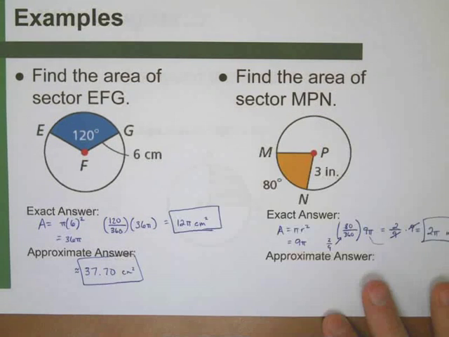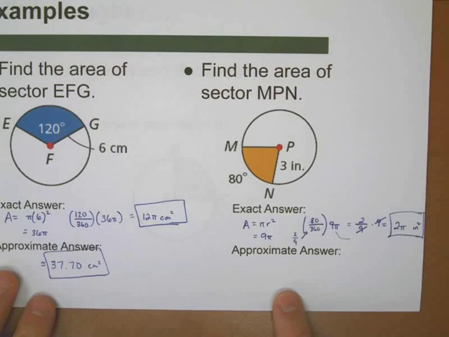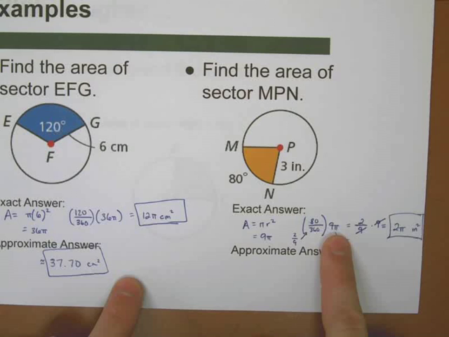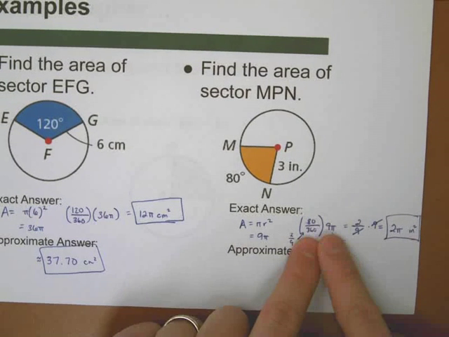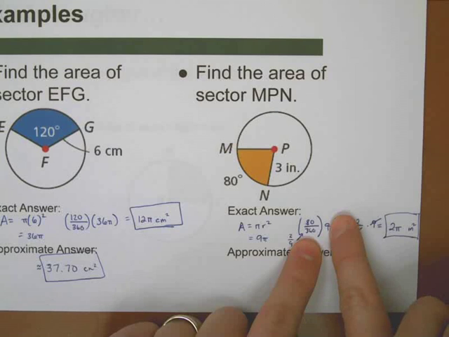Okay? It's easiest, by the way, you're going to find out when you're doing these problems. The easiest thing to do is forget about the pi until the very end. Just throw it in the answer. Work with all the numbers, the 80 and the 360 and the 9, without the pi first. And that'll get you the exact answer.